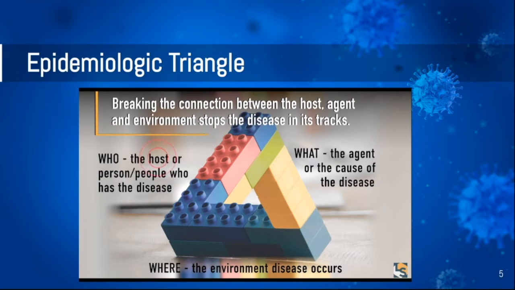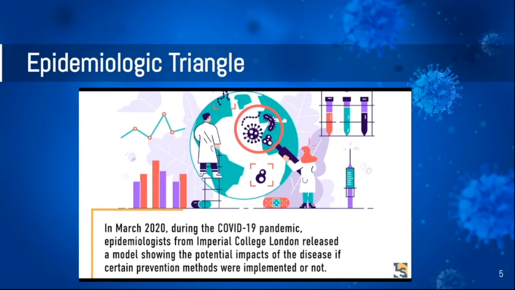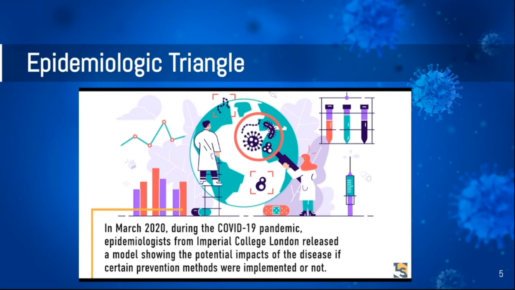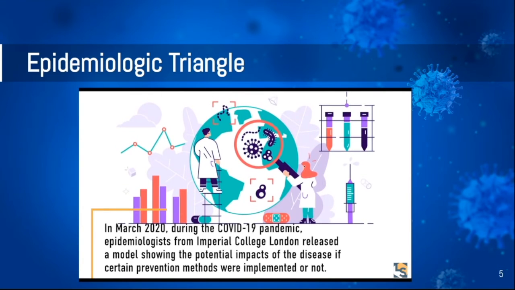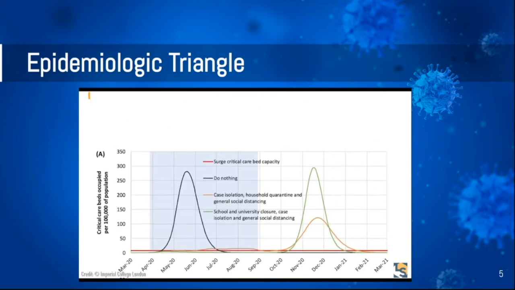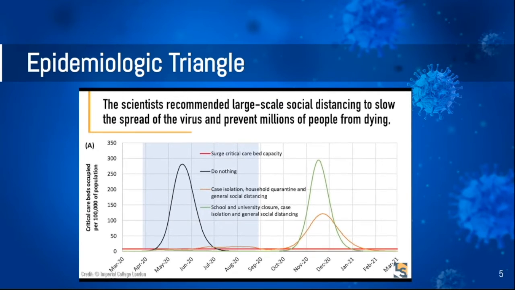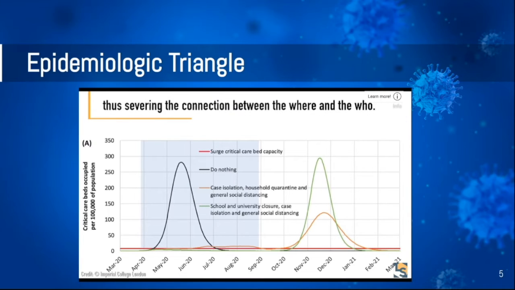Breaking the connection between the host, agent, and environment stops the disease in its tracks. In early March 2020, during the COVID-19 pandemic, epidemiologists from Imperial College London released a model showing the potential impacts of the disease if certain prevention methods were implemented or not. The scientists recommended large-scale social distancing to slow the spread of the virus and prevent millions of people from dying, thus severing the connection between the where and the who.